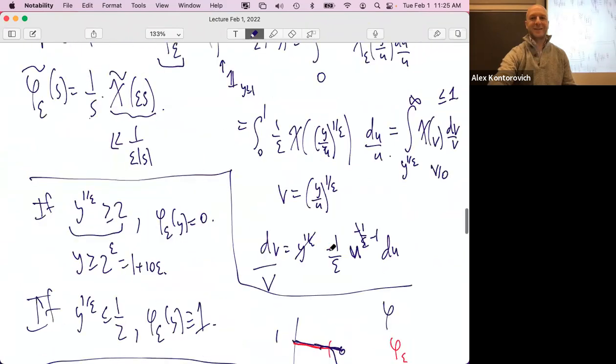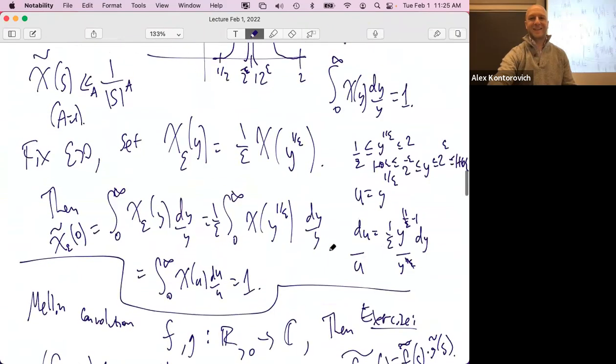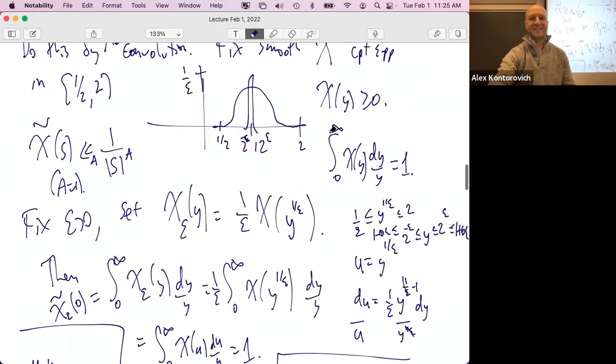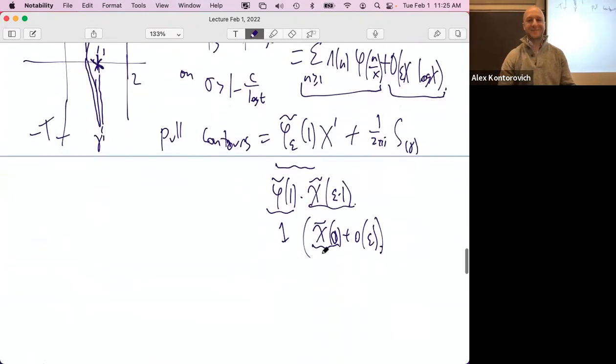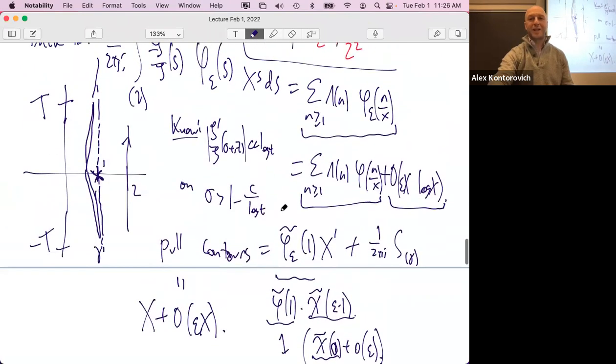So chi tilde of 0 is this. So that's also 1. So our main term is x times 1 plus big O of epsilon. In other words, our main term is x plus big O of epsilon x, which is exactly the error term we already had, up to this factor of log. We already had this error term, so this error term can get sucked into that error term.